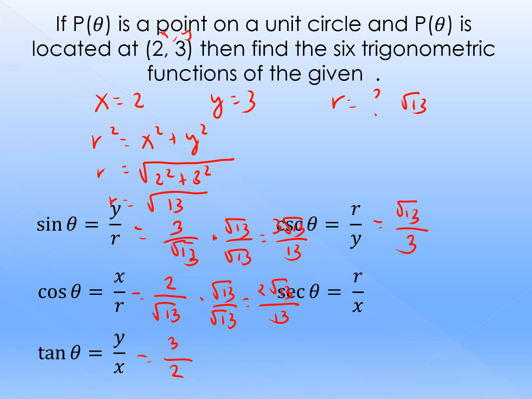Let's now have secant theta. Secant theta is equal to r over x. Your r is equal to square root of 13 and your x is 2. Therefore, secant theta is equal to square root of 13 over 2. For cotangent theta, we have x over y. So instead of writing x, we're going to write 2.